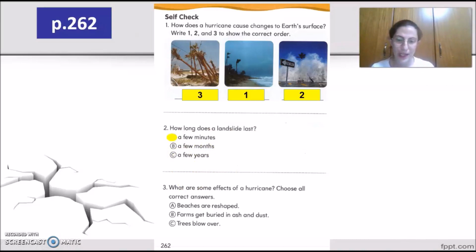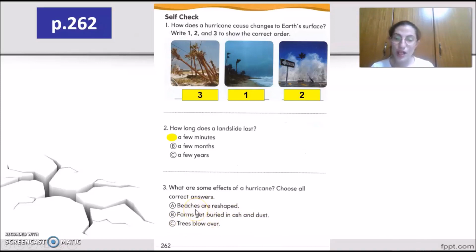Okay? Now, number 3. What are some effects of a hurricane? Choose all correct answers. When we say effects, that means the results of the hurricane. And when we say choose all correct answers, it means you have more than one answer. A, beaches are reshaped. B, farms get buried in ash and dust. C, trees blow over. What do you guys think?